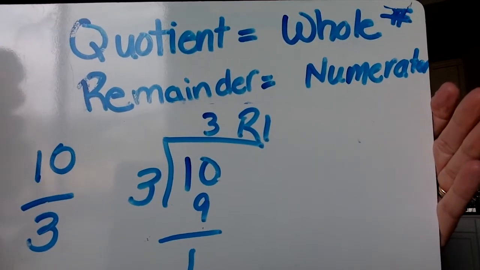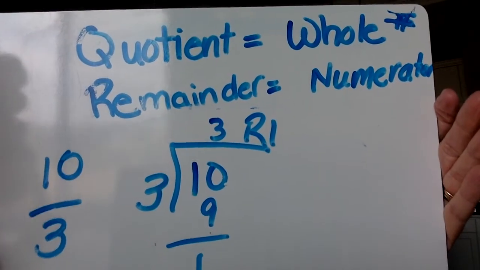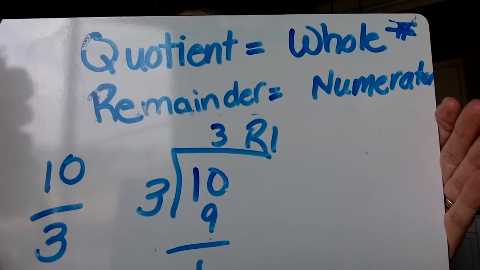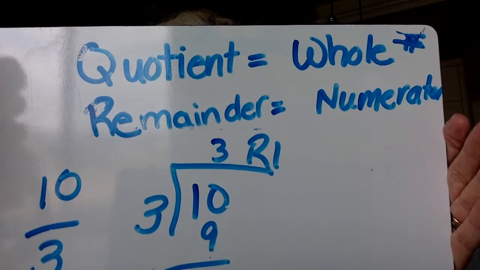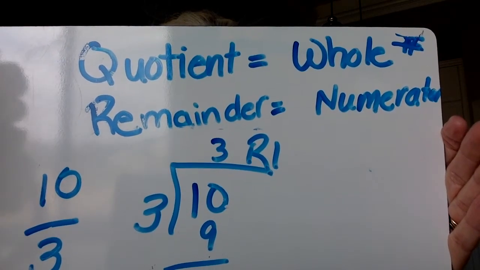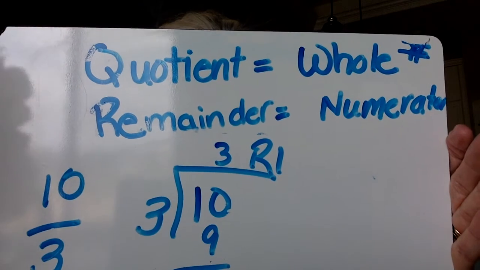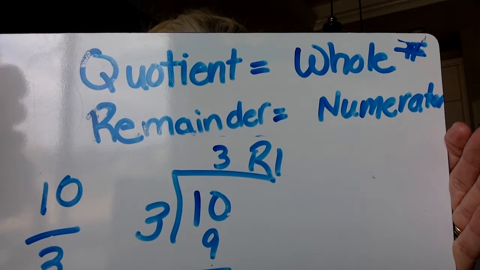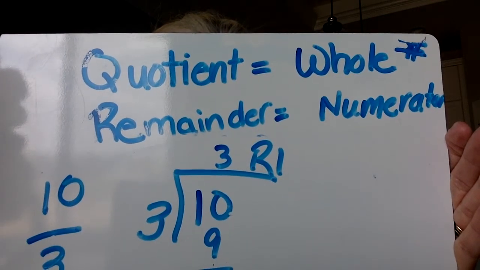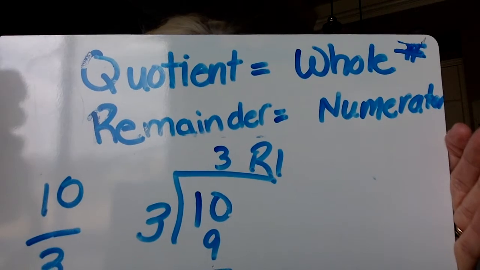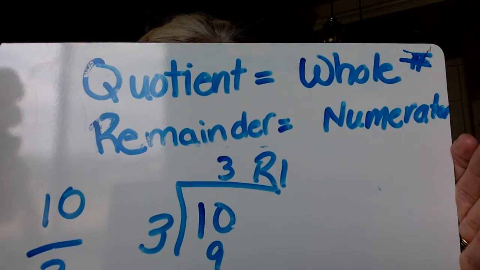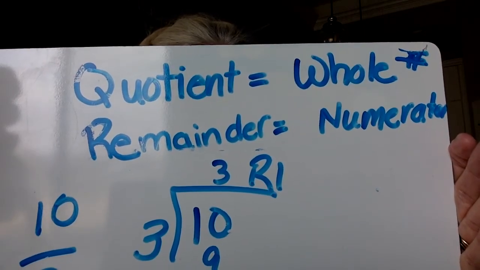3 will go into 10 3 times. That makes 9. Subtract, and our remainder is 1. So our new whole number is the quotient, 3. Our new numerator is the remainder, 1. And the denominator does not change. So it is 3 and 1/3. Isn't that what we counted out? 3 wholes and 1 out of 3 in the last one? So that's how you do it.